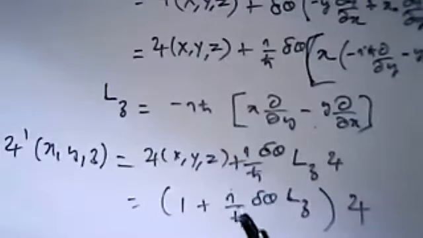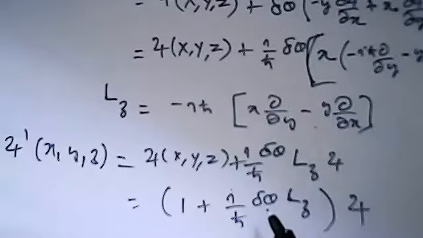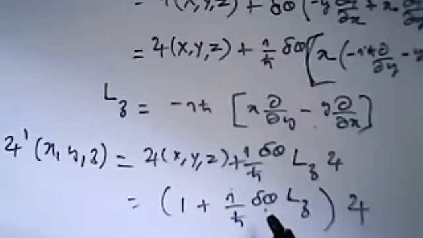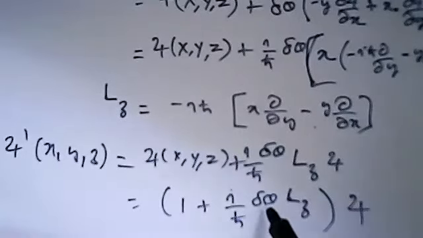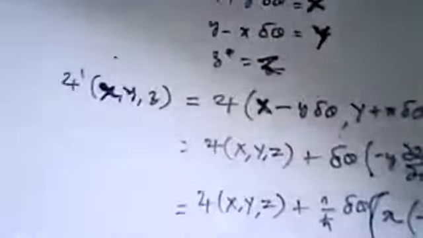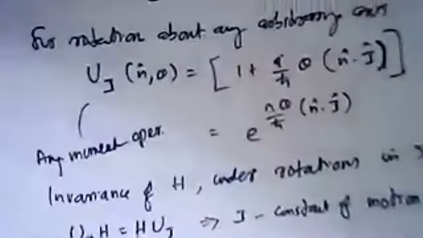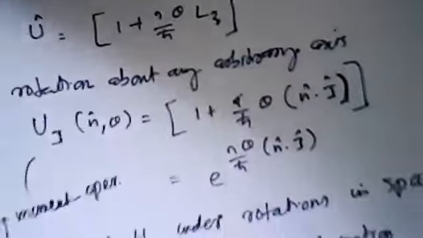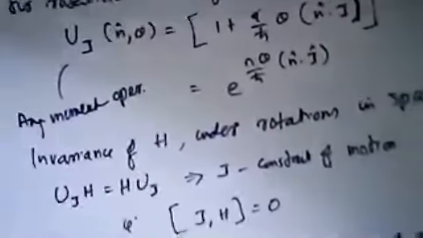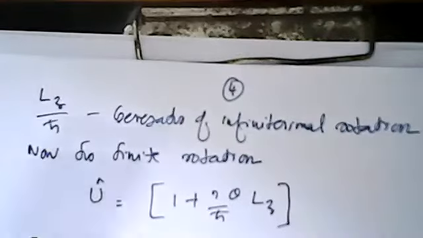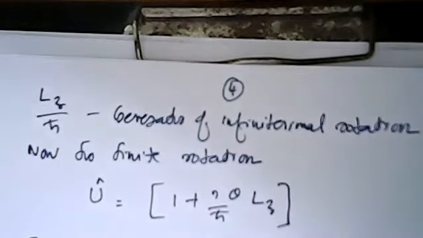Now for the finite rotation, you change this delta theta into theta. Delta theta is for an infinitesimal angle. Now for a finite angle, simply change delta theta into theta. So the operator corresponding to the finite rotation is... Lz by h cross is the generator of infinitesimal rotation. For finite rotation, the operator is U.